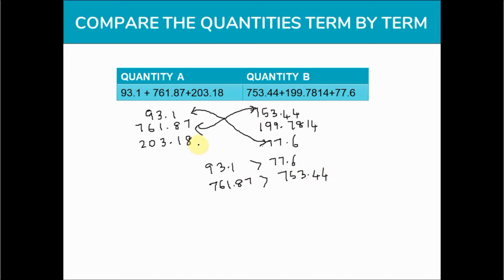Expect such simple questions also in GRE, but find a way to compare them. It will take hardly 1 or 2 seconds maximum to answer this question. So for 203, as I told you, you compare it with the nearest number, which is 199.7814. So obviously 203.18 is greater than 199.7814. Without doing any addition, I can say that this sum is obviously greater than that sum, which means quantity A is greater.